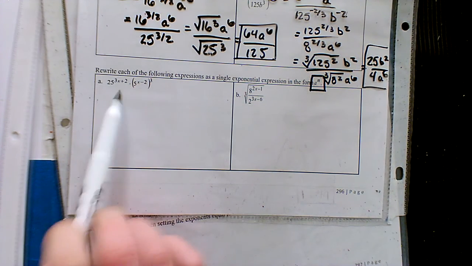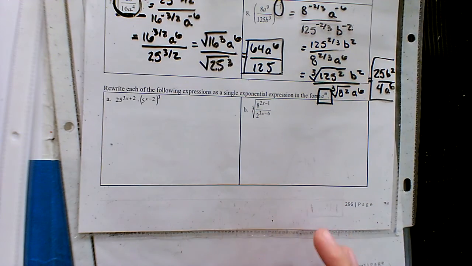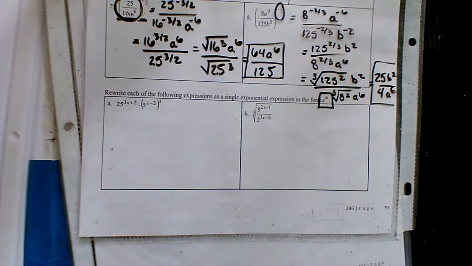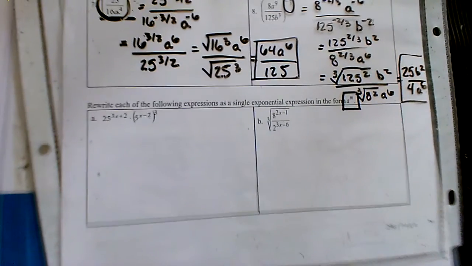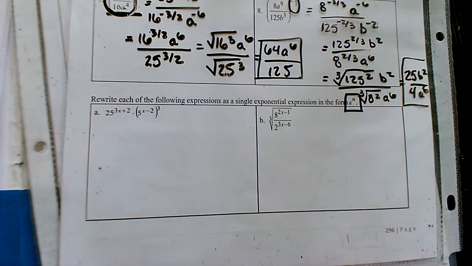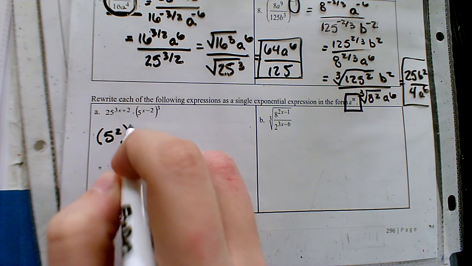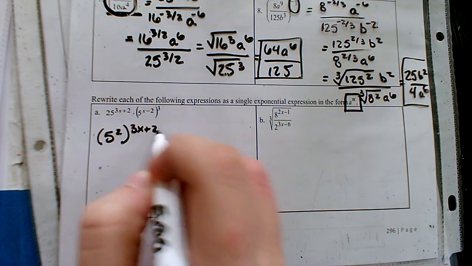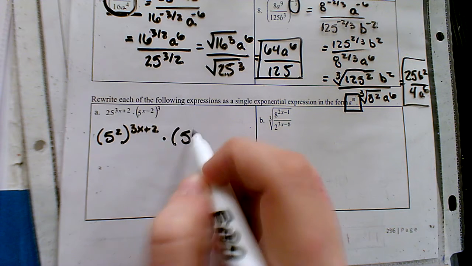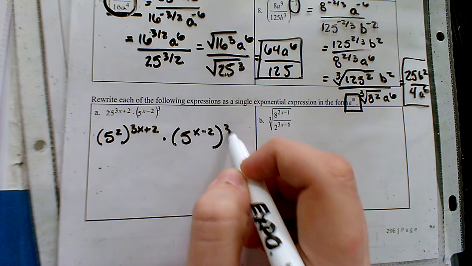What do we notice about A? Can we start to rewrite that one at all? Can we use any properties? Any strategy? You see anything, Blair? Yeah. Okay. Why do you want to rewrite the base of 25? It makes both bases the same.